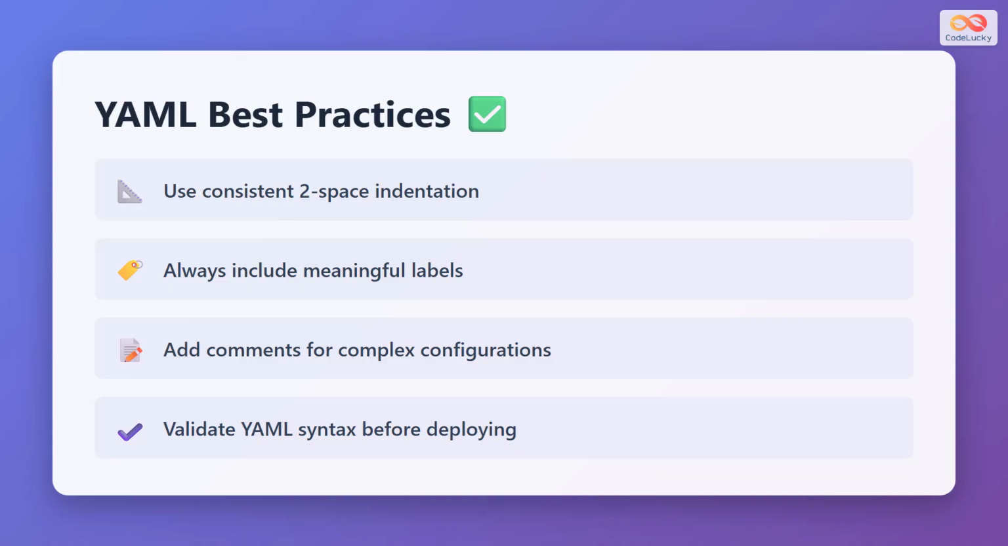Let's conclude with some best practices for writing YAML files. Always use consistent 2-space indentation throughout your files. This maintains readability and prevents syntax errors. Include meaningful labels in your metadata section, as labels help organize and select resources in your cluster. Add comments for complex configurations to help others understand your intent. Finally, always validate your YAML syntax before deploying to avoid runtime errors. Tools like YAML linters can catch syntax issues early. Following these practices will help you write maintainable and error-free Kubernetes manifests.